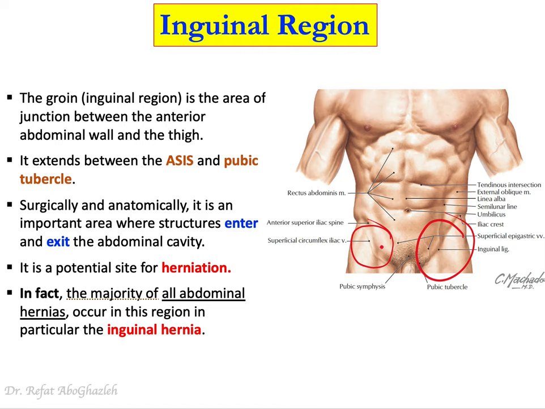So, this groin or inguinal region, which is the area of junction between the thigh and the abdominal wall, as you see, is bounded or extends between the anterior superior iliac spine and the pubic tubercle. This is the border between these. If you find it difficult, you can just look at the crease here, the skin fold, which indicates that.